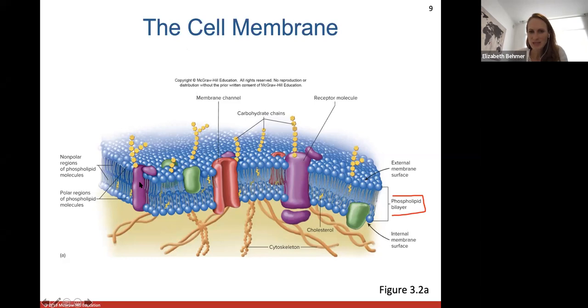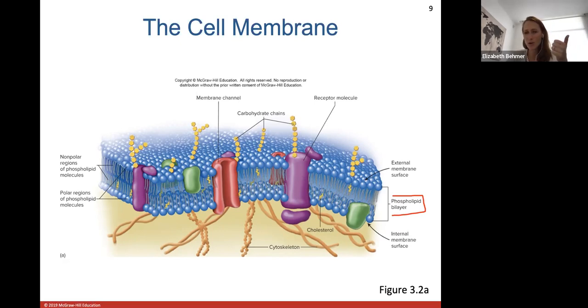We have other proteins. These are carbohydrate chains, like chains of glucose molecules that are reaching out from outside the cell. We have receptor molecules, which will bind to some sort of molecule. And when anything binds to a cell on the cell membrane, that will start a signaling process on the inside that signals to that cell what to do.